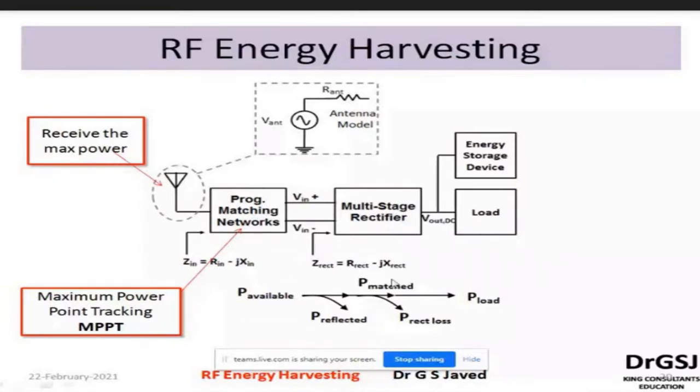Now, if you look at the things that you need to change to ensure you get high efficiency, those are: try and make the P reflected as close to 0, and the rectifier loss as close to 0. So to make these two 0, you need to tweak, design, and understand the new challenges that the programmable matching networks and the multi-stage rectifiers give, and how you get the appropriate inputs.